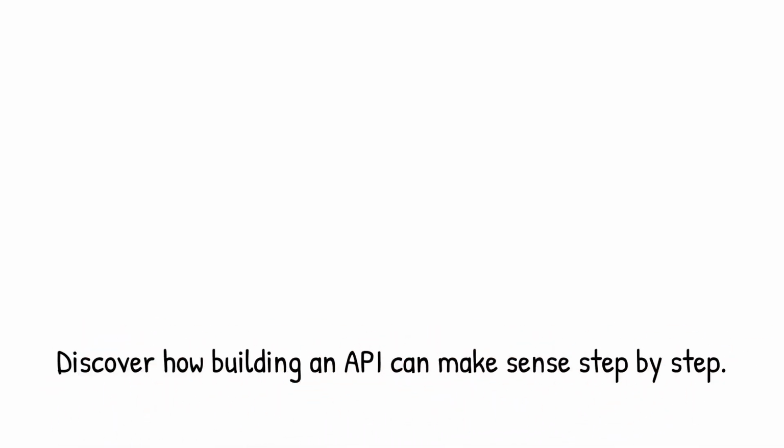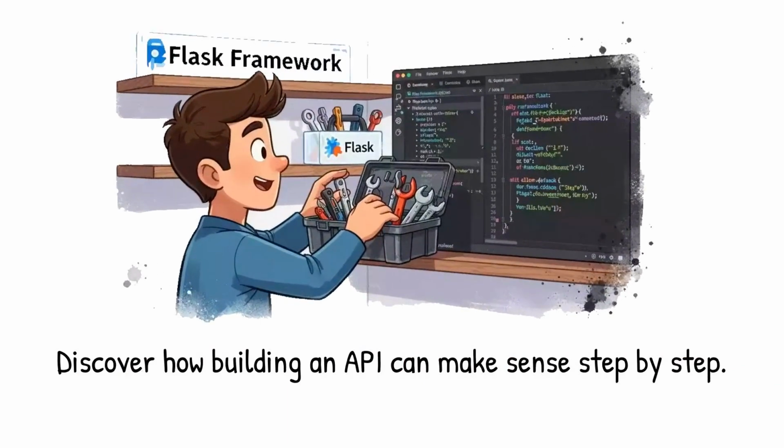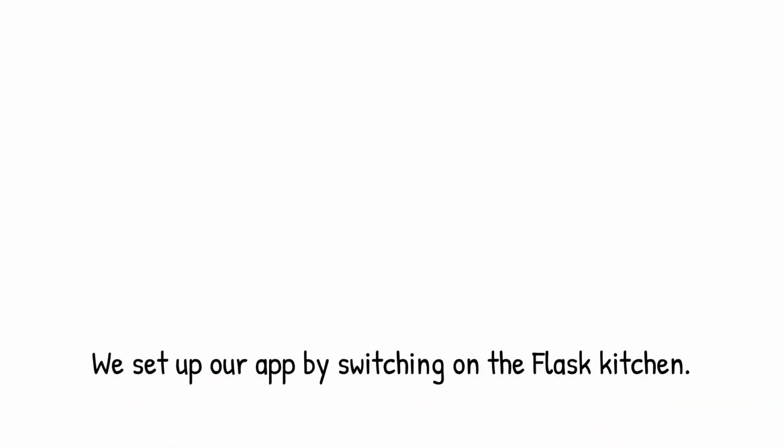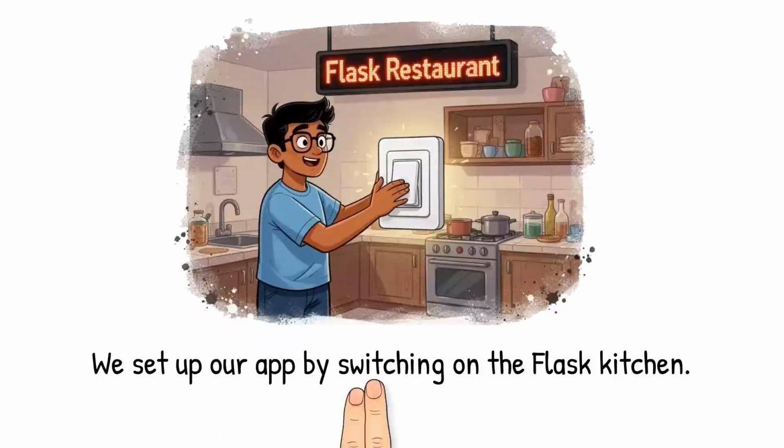Line 1, we write from flask import Flask. In simple terms, this just says, bring in that ready-made kitchen we talked about, the Flask framework, so I can use it. You're grabbing your tools off the shelf. That's all. Line 2, we write app equals Flask. Here we're switching on the kitchen and giving it a name, app. From now on, whenever we say app, we mean our little application. Think of it as flipping the lights on in your new restaurant.